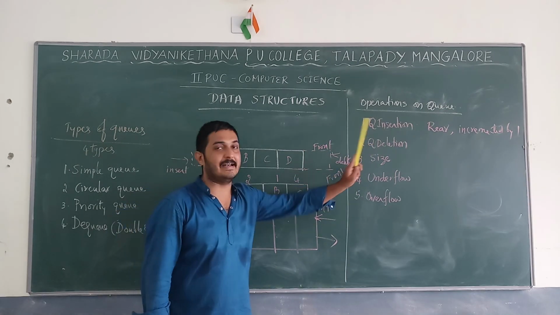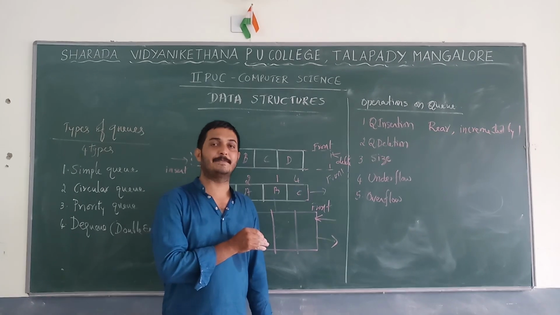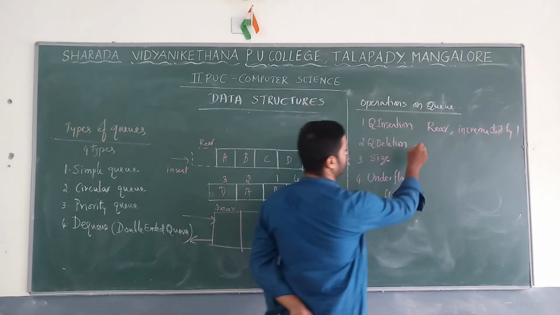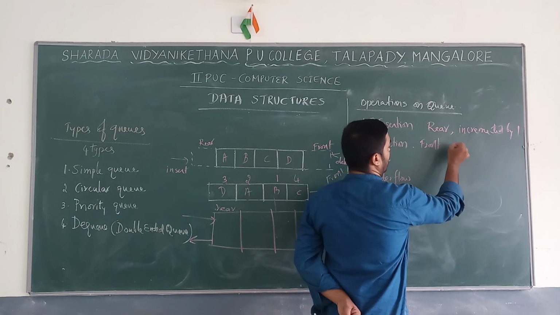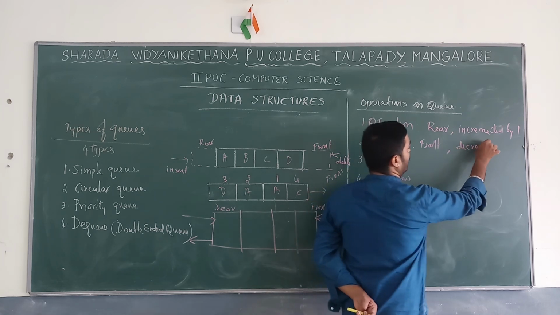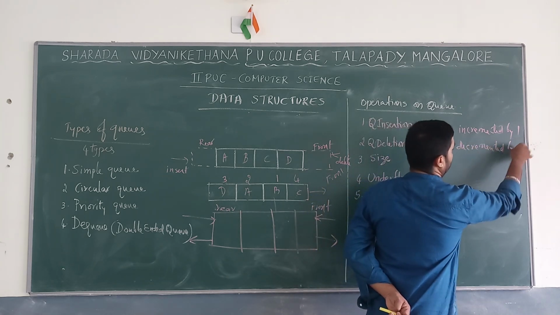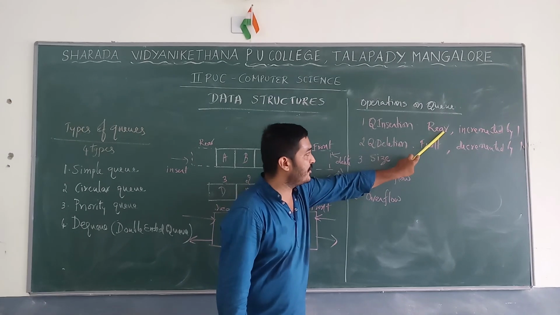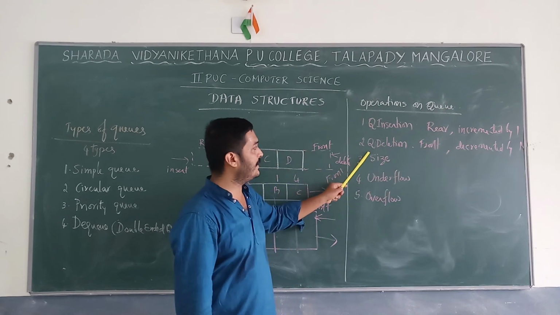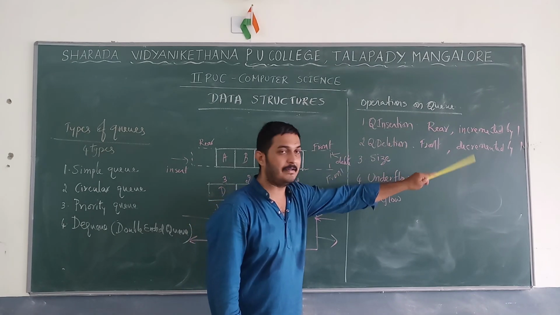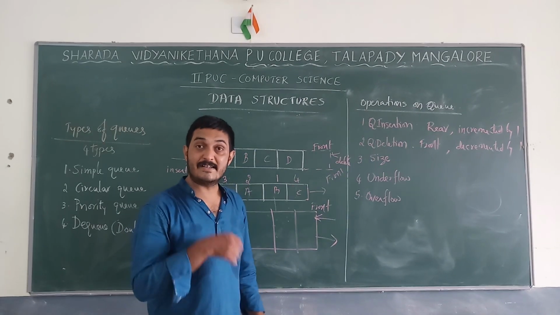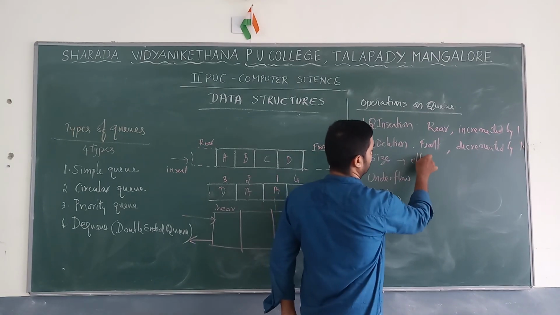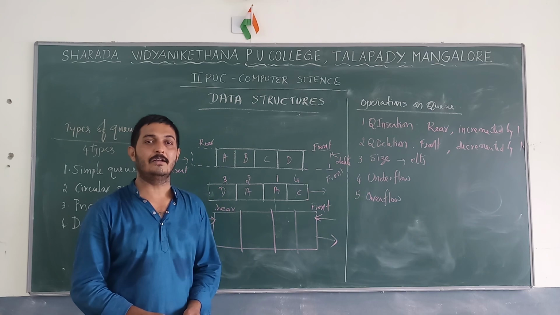The second one is queue deletion. Deletion takes place at the front end, and the total number of elements is decremented by 1. Queue insertion takes place at the rear end and increments by 1, and queue deletion takes place at the front end and decrements by 1. Next, size returns the total number of elements in a particular queue.